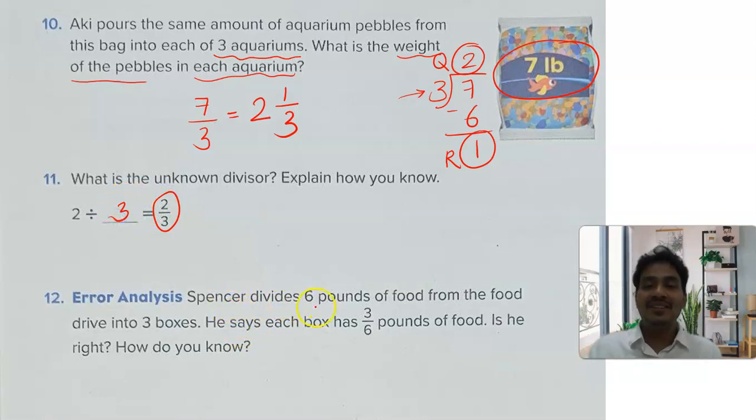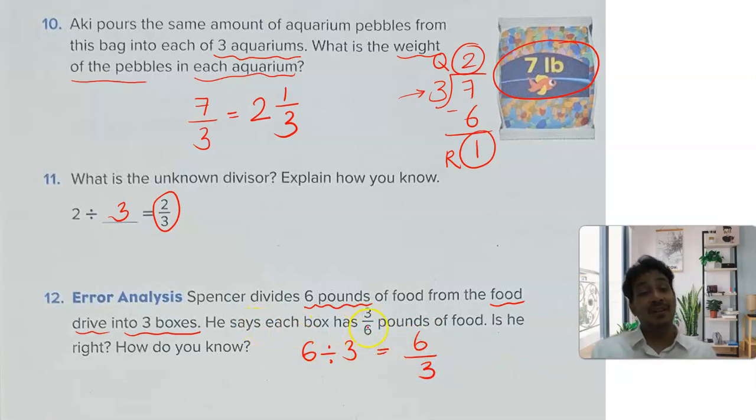Easy. Spencer divides 6 pounds of food from the food drive into 3 boxes. He says each box has 3 by 6 pounds of food. Is he right? So Spencer divides 6 pounds of food into 3 boxes. So it is clearly 6 divided by 3. In a fraction form, it is 6 over 3.